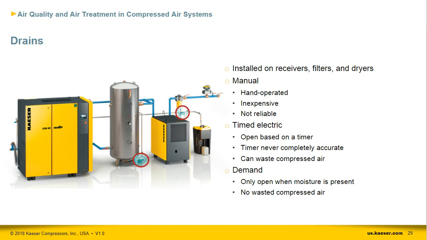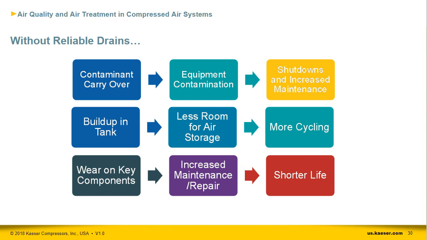A final note on drains with respect to tanks, lack of an effective drain has several bad effects. In addition to moisture migrating downstream, you reduce your air storage volume and run the compressors less efficiently. They'll short cycle and increase wear and maintenance required on cycling components. Without reliable drains on moisture separators, tanks, dryers, and filters, you run a high risk of contaminants, which you're already spending money to remove, building up in these components and getting downstream into your production equipment.